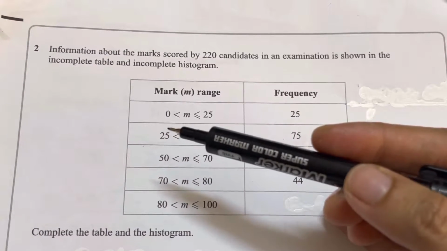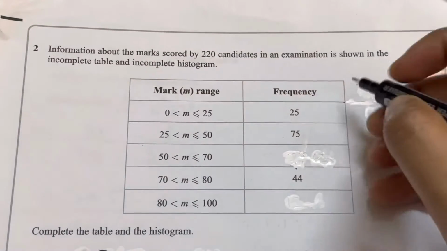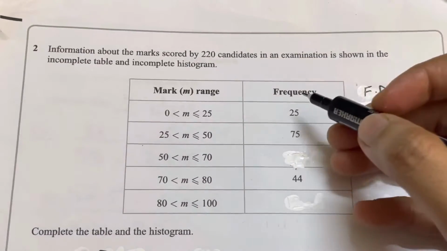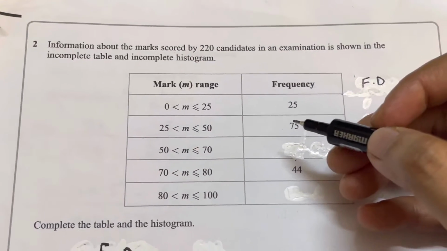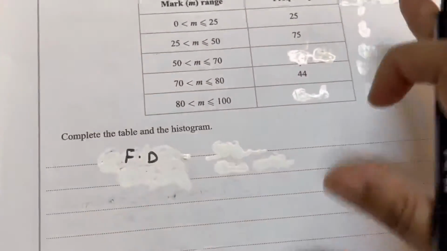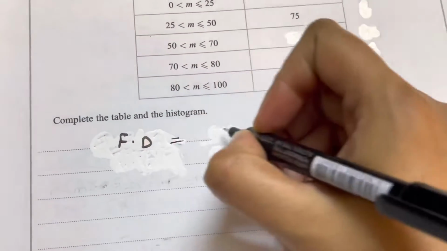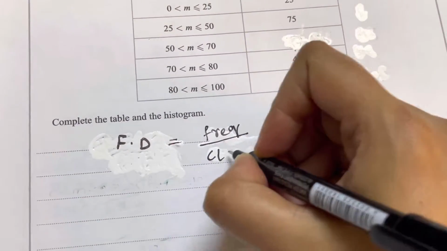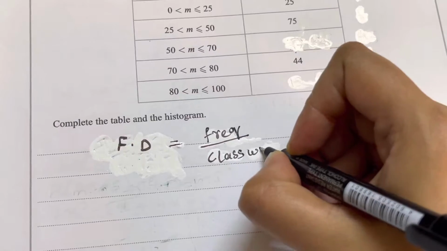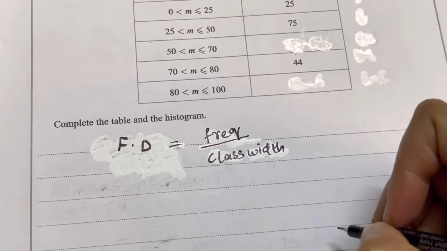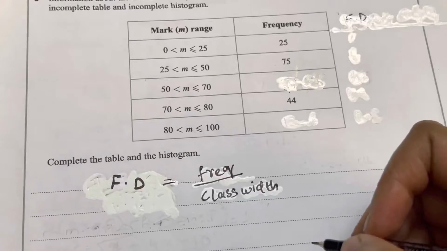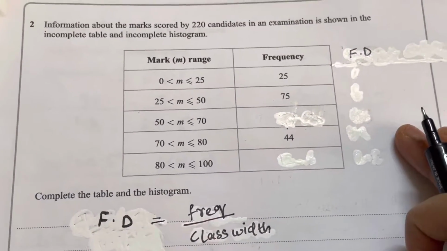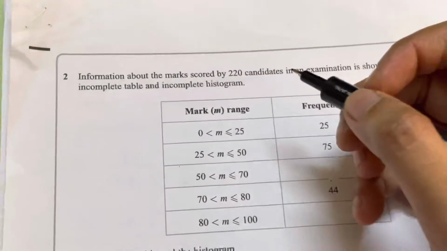So for frequency density calculation, I'll just write down here. That will be frequency density, what we are going to calculate. Here the frequencies, there are two frequencies missing which we need to find out. So frequency density is equal to frequency divided by class width. Frequency divided by class width. So now we are just going to write down the class width first. So I'll write down the class width here itself.